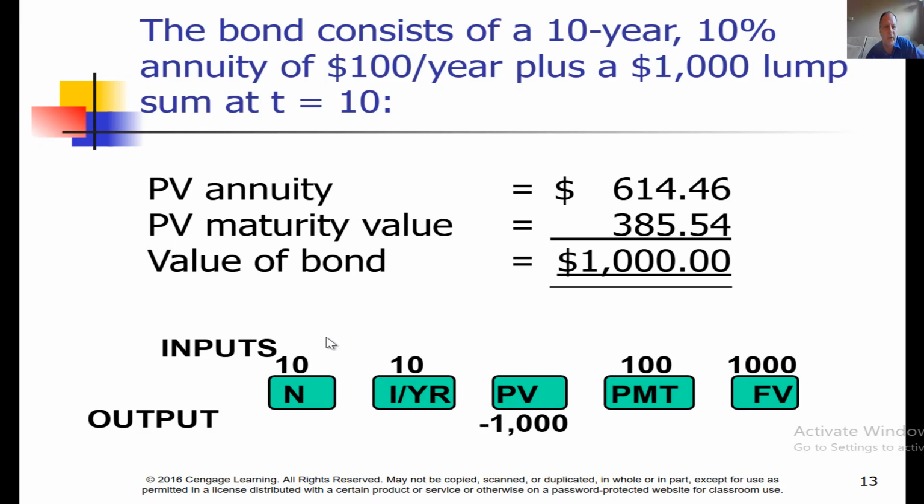To use the financial calculator, such as the BA II Plus, you would take the number of years, 10, hit N, 10, hit interest rate, 100, hit payment for the payment every year, 1,000, hit future value, and then hit compute present value and get negative 1,000.